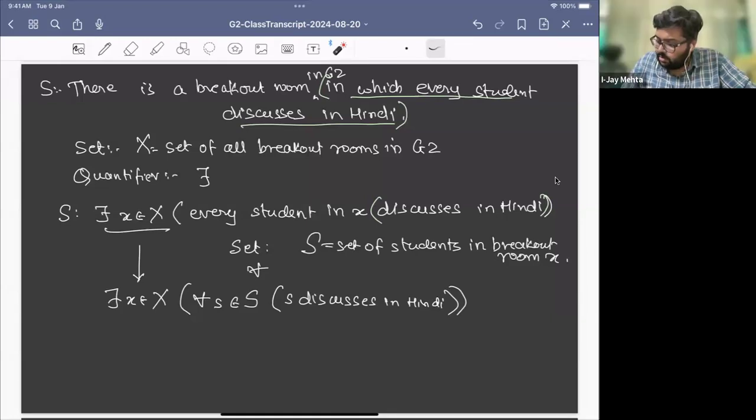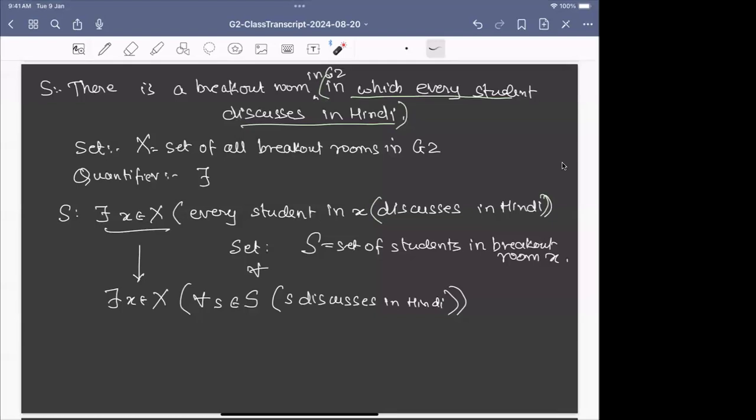No, why same? This is a breakout room. This is R1. X can be R2 or R3, or this is a breakout room. And this is a student in the breakout room. You are in room number 2. So this is students in room number 2. So this S will be, here it will be Anwar. Here it will be Divya. Here it will be Palak.